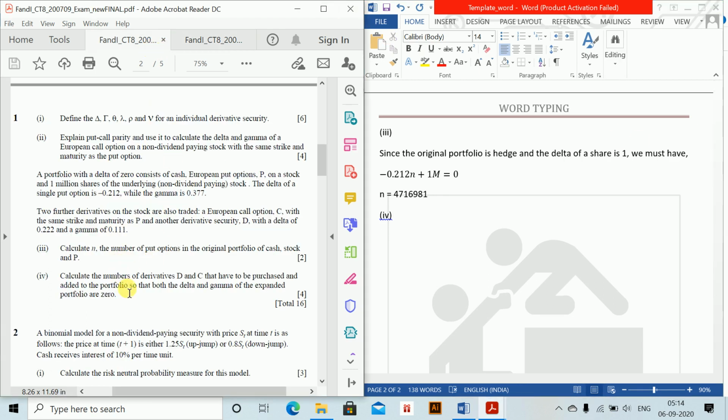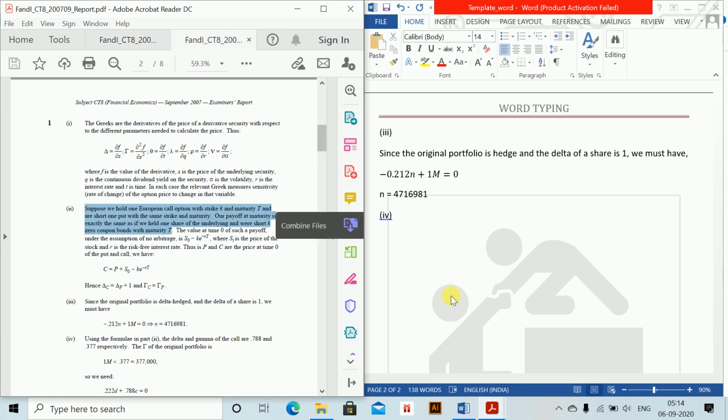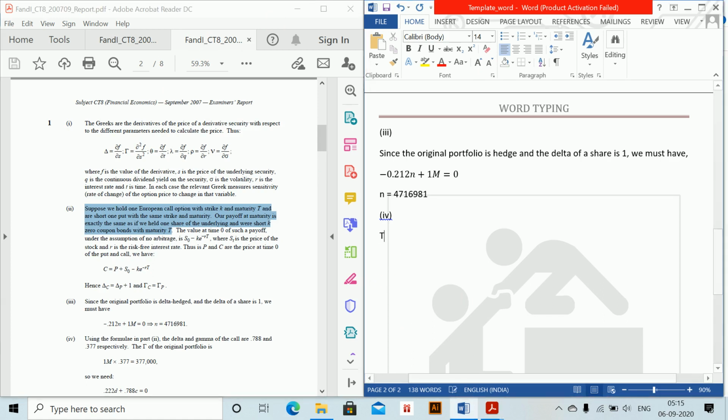And part 4, last: calculate the number of derivatives D and C that might have to be purchased and added to the portfolio so that both delta and gamma can be hedged. So the delta of the call is 0.788, and the gamma of the call is 0.3772. The gamma of the original portfolio is also needed.